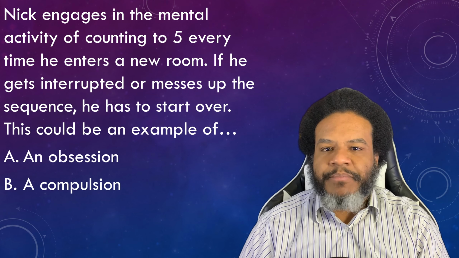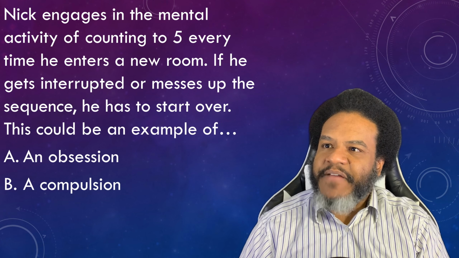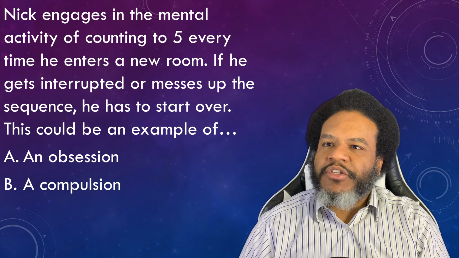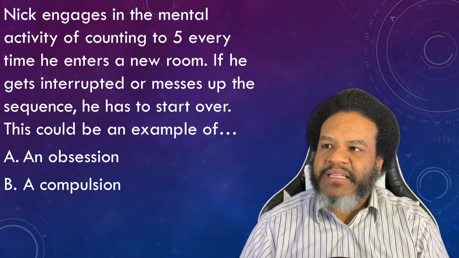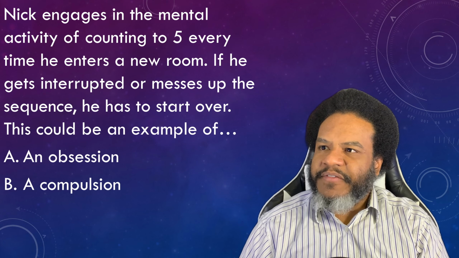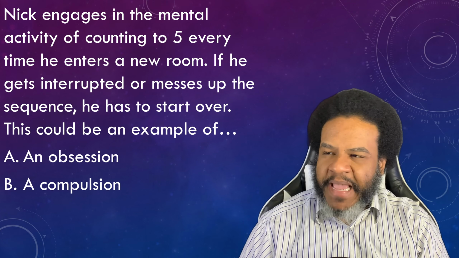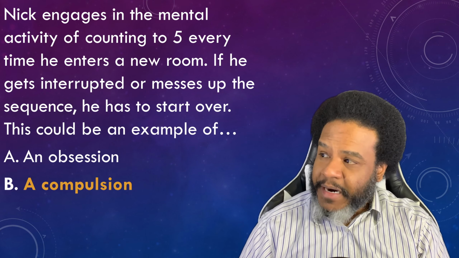Nick engages in the mental activity of counting to 5 every time he enters a new room. If he gets interrupted or messes up the sequence, he has to start over. This could be an example of an obsession or a compulsion. A or B. It's a 50-50 shot. You already know. All right, that's a compulsion. So let's move on to obsessions.